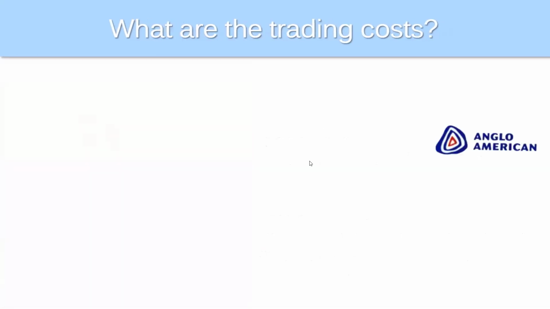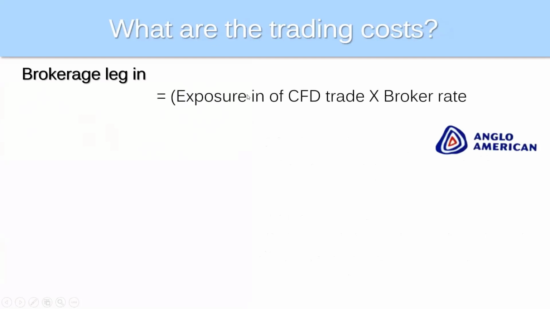Okay. So let's do an example, bring back our lovely Anglo-American. So the brokerage leg in is the exposure in of your CFD trade times your broker rates. So remember the exposure of your CFD trade. Notice I'm saying exposure in. So it's your entry exposure. You gained 58,000 Rand worth of exposure. And we're talking CFDs now. And you paid 5,800 Rand to gain exposure of 58,000 Rand. And you had to pay a broker rate of 0.3%, which we'll use as the brokerage in this case.